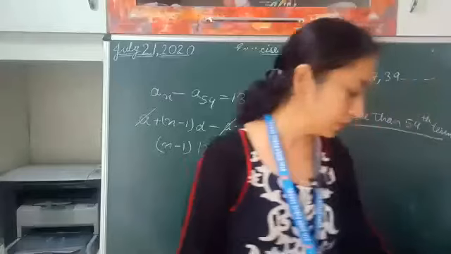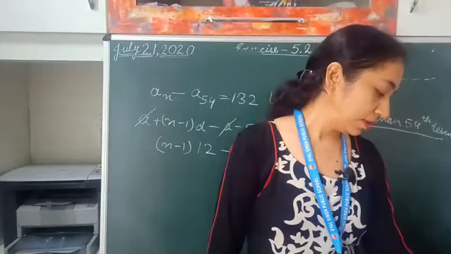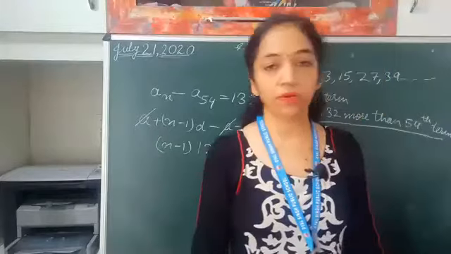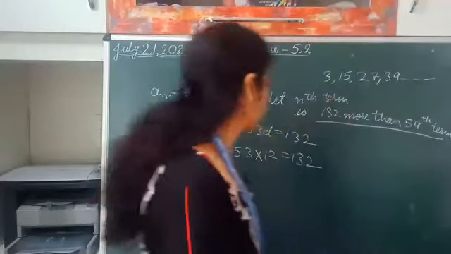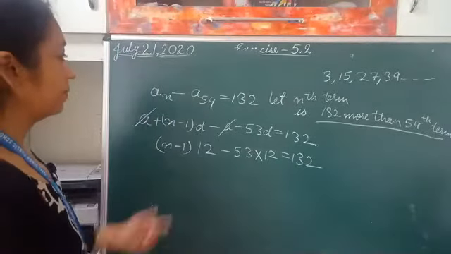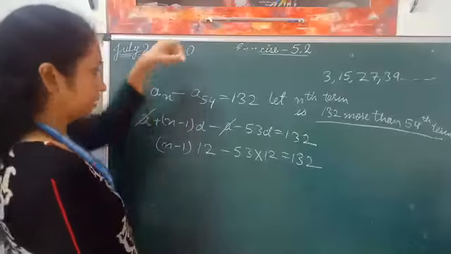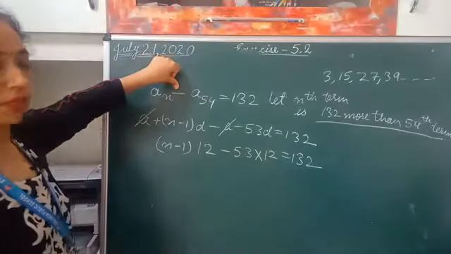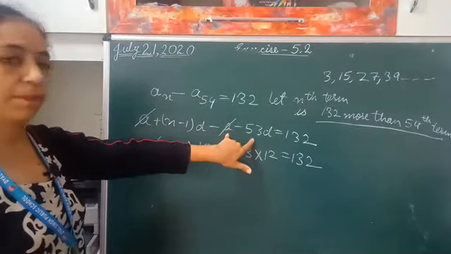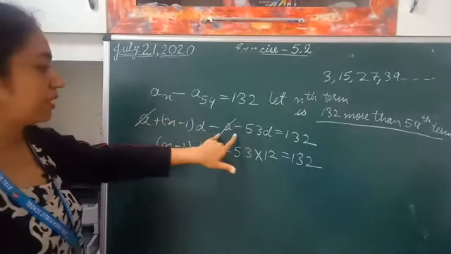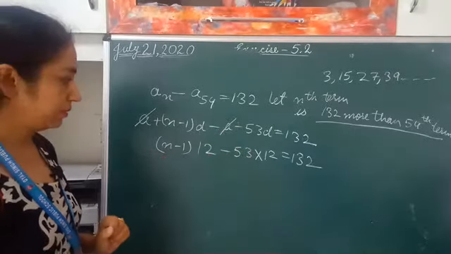Let's come to the next. Time is going to get over, so we will have to stop the class here. Let me continue. a plus 53d will come there, because it is a plus (n minus 1) into d. There is a minus outside, so because of this minus I have changed the sign. a plus 53d had to come, but because of this minus both the signs are negative: minus a minus 53d.